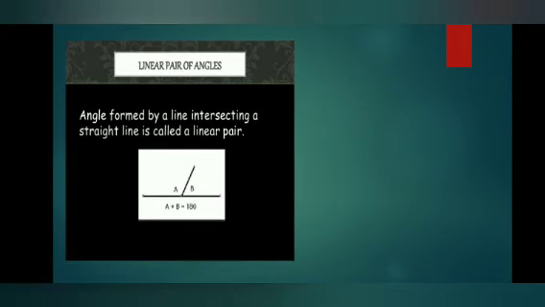Next is the linear pair of angles. Angles formed by a line intersecting a straight line are called a linear pair. We all know a straight line measures an angle of 180 degrees. So when you intersect another line in the straight line, you will get two pairs of angles. When I add those two angles, the total has to be equal to 180 degrees. Such angles we call a linear pair. Examples are given.